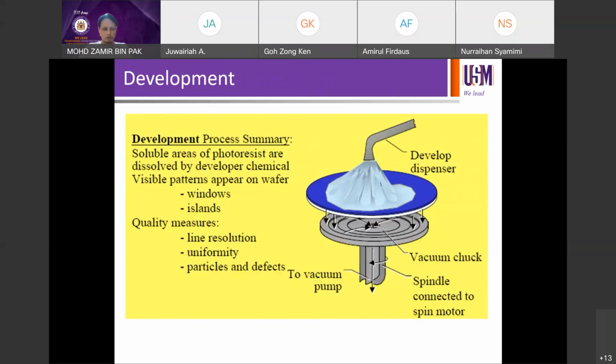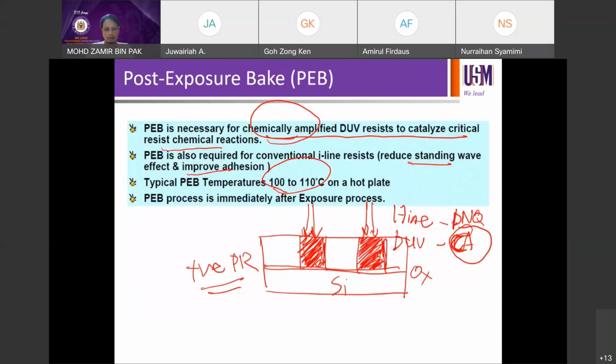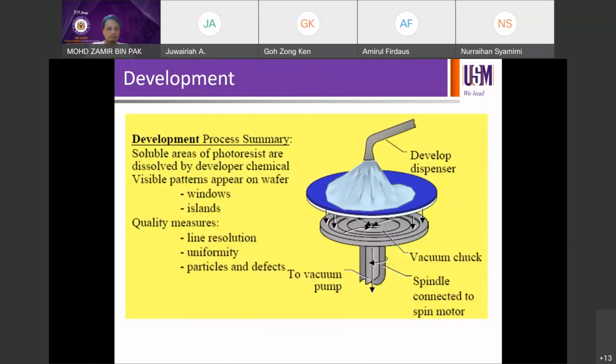Now the wafer goes through development. Remember CED, now we are at D. Now we want to remove this shaded region. Oh, sorry, shouldn't be. So next page. Okay, let's go through the details first.